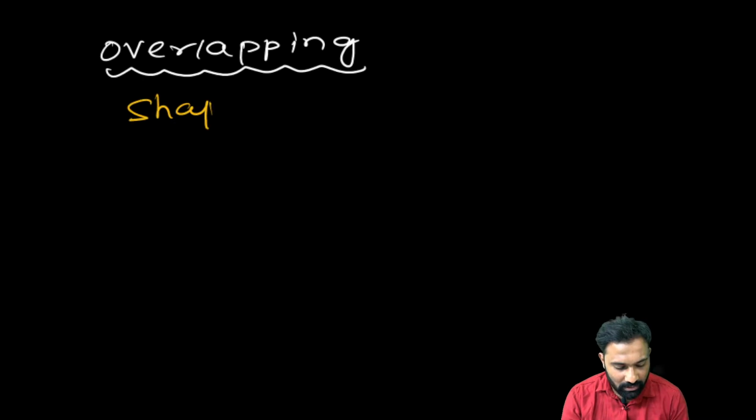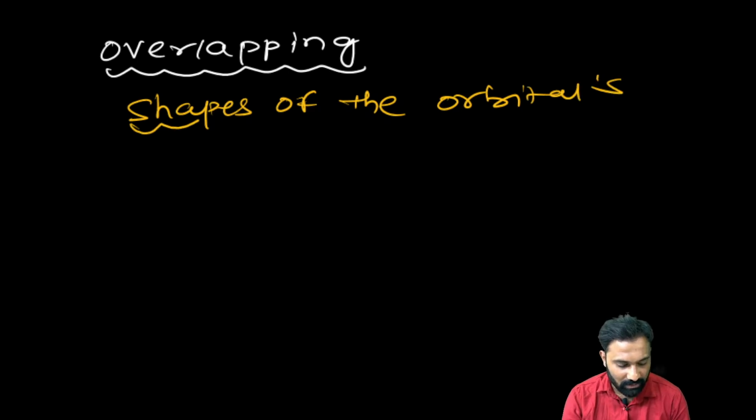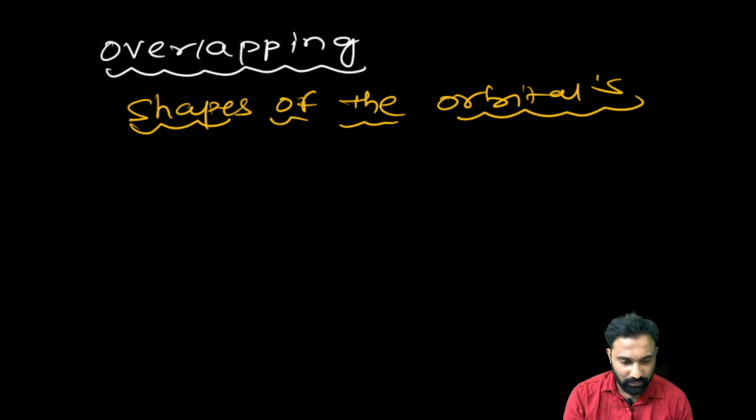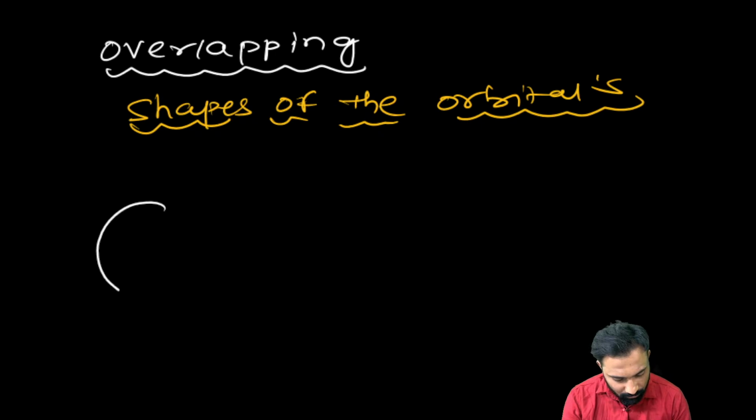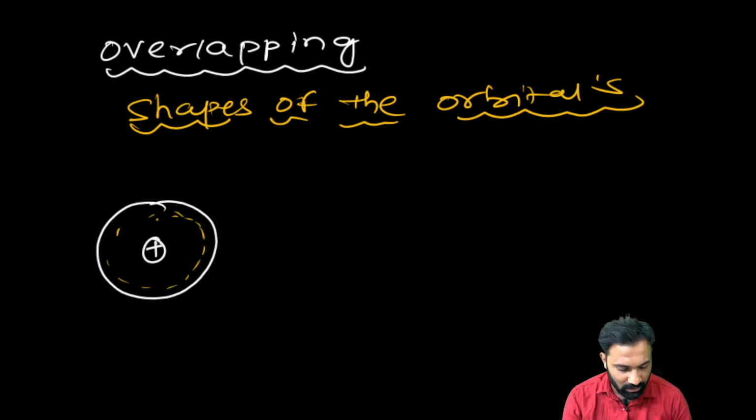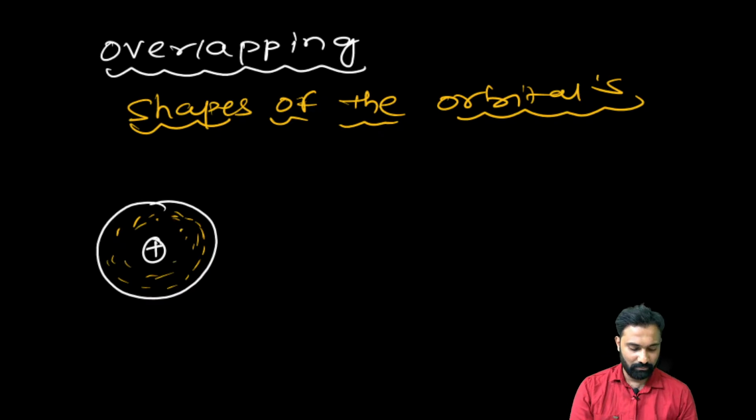We have to know the shapes of the orbitals. Now, what are the shapes of the orbitals? We have first the s orbital. The s orbital is a spherical shape. We can find the electron in the spherical shape only if the electron is present in the s orbital.